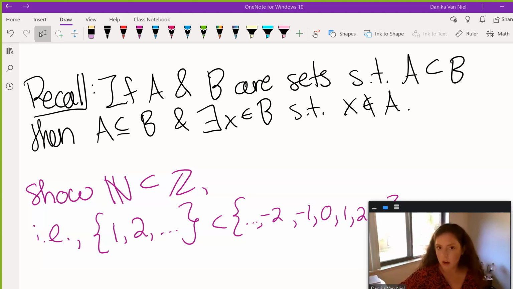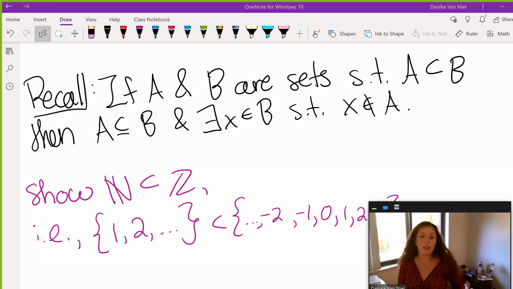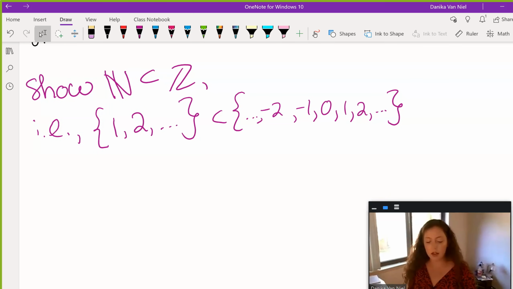So let's recall that if A and B are sets, and A is a strict subset of B, then A is a subset of B such that you can find an element in B that is not in A. The example I want to show is that the natural numbers are a strict subset of the integers. Looking at the two sets, this may seem like, Danica, why are you wasting your time with this?